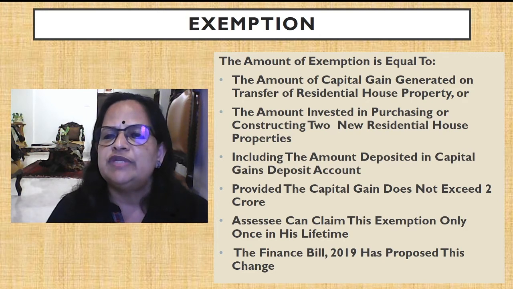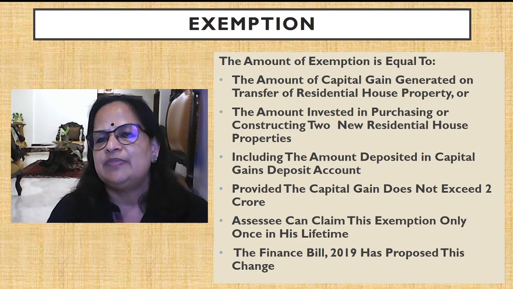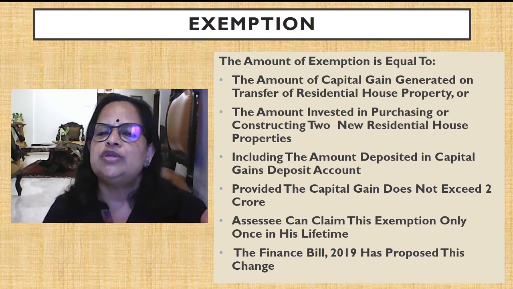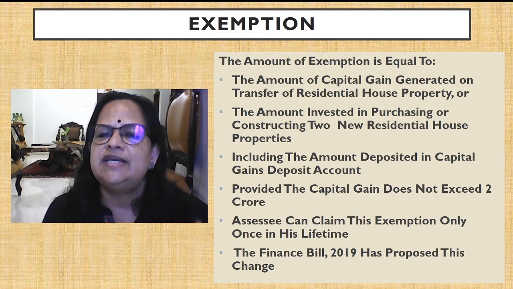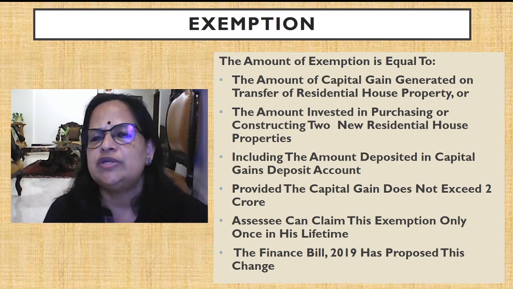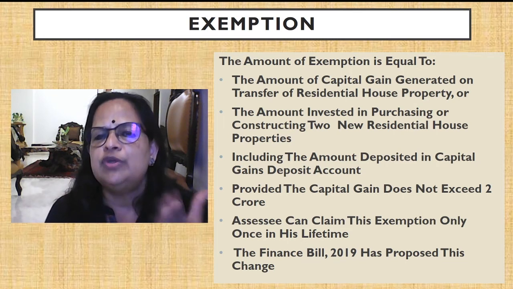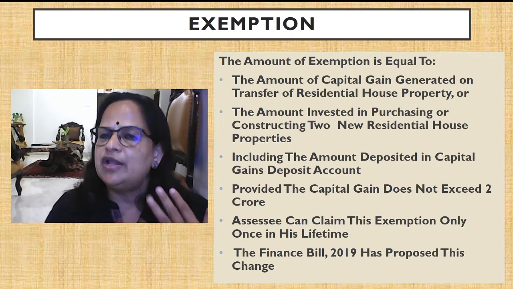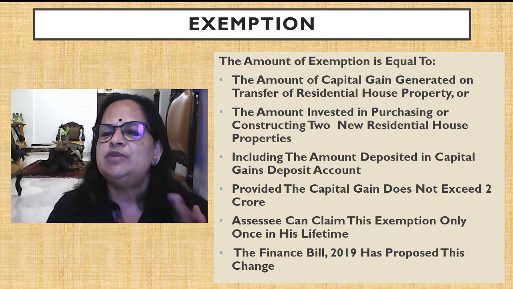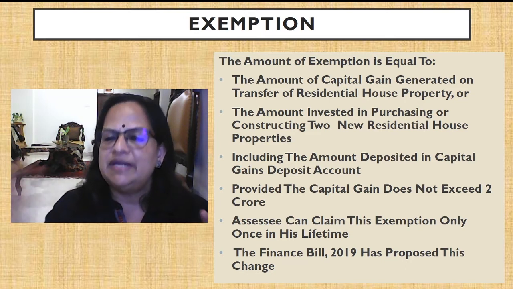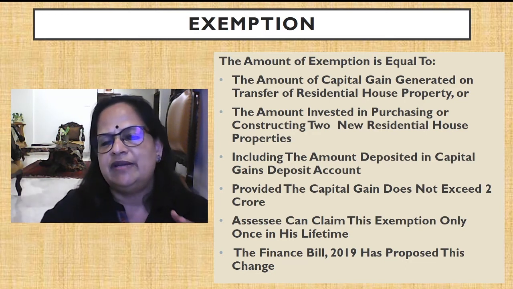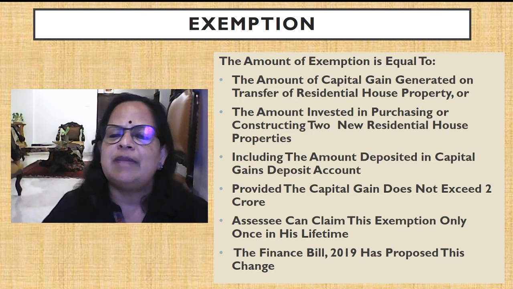So the amount invested in purchasing or constructing 2 new residential house properties. Remember that till the budget 2019, this was only one house property. These are the new provisions introduced in the 2019 budget, and this year we are going to follow this condition. So earlier it was only one house property. Now you are eligible to buy 2 new house properties. Plus, if excess capital money is there, or if you want more time to decide within this 1 year, 2 year, and 3 year period, you can deposit the amount in the capital gain deposit scheme.